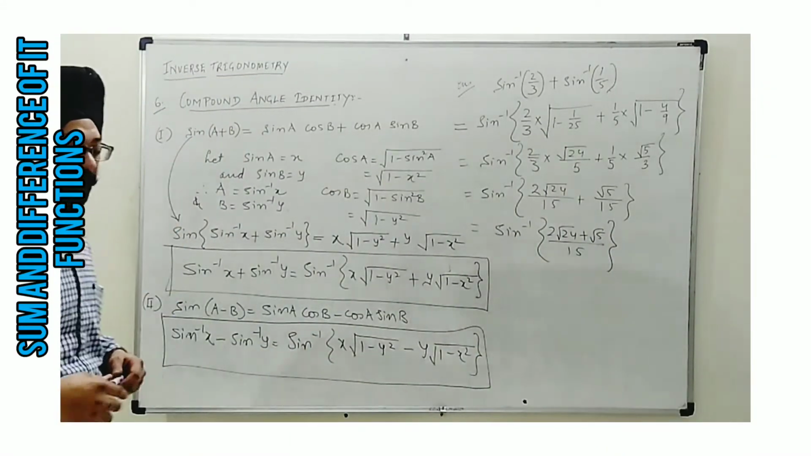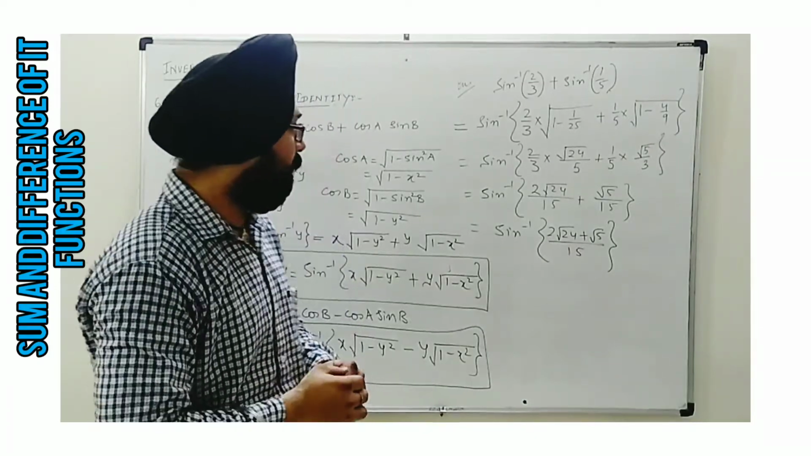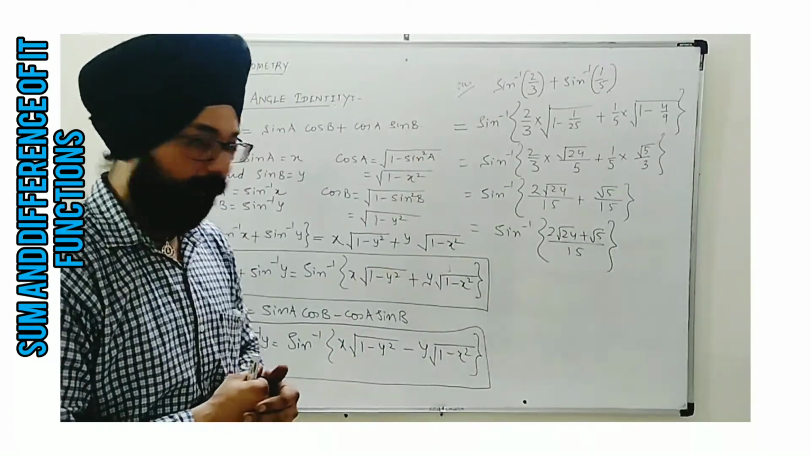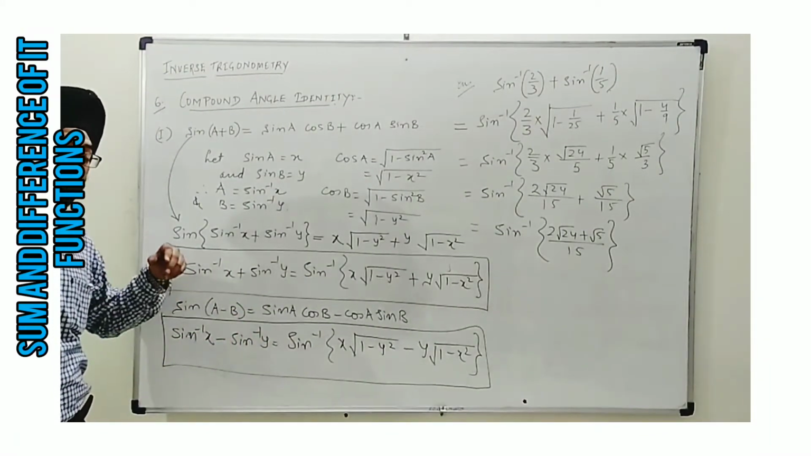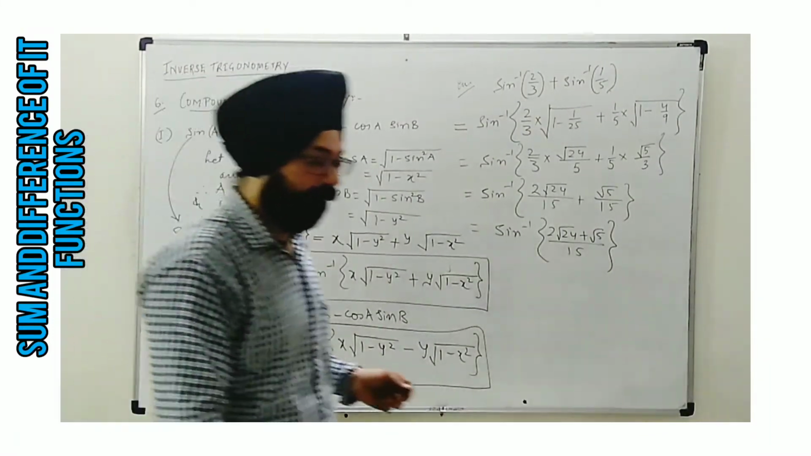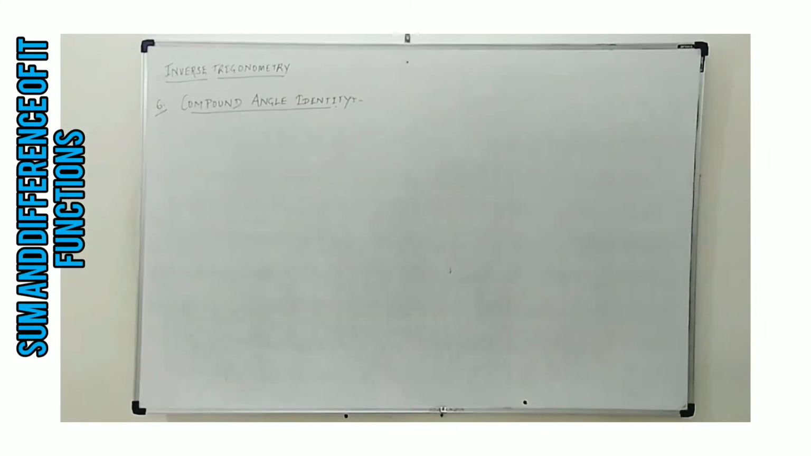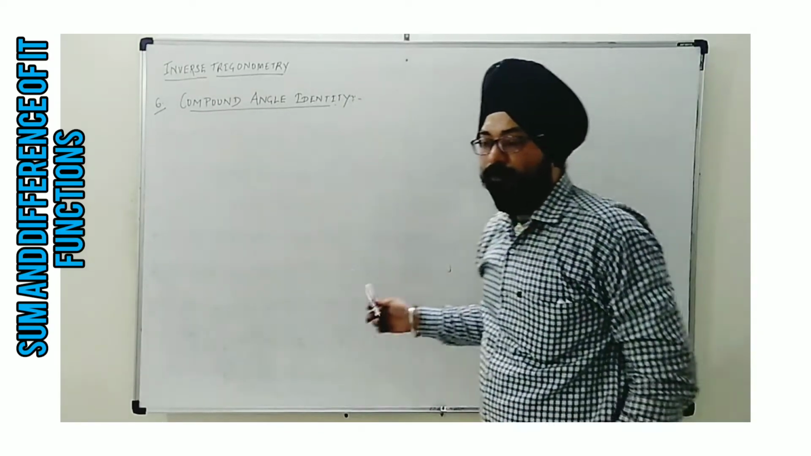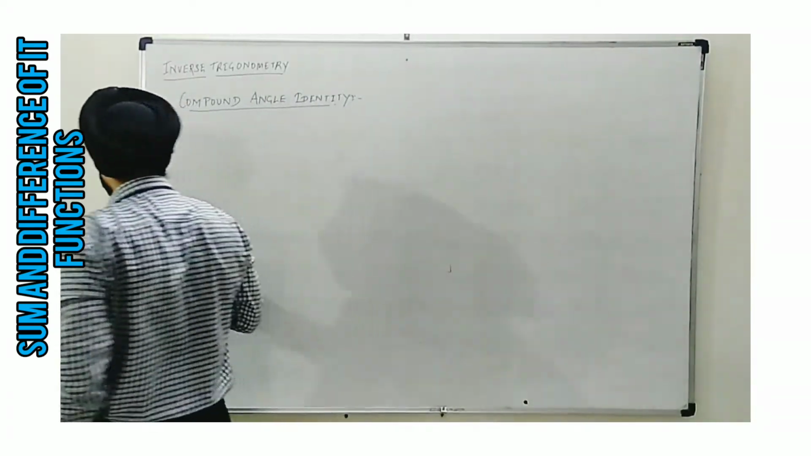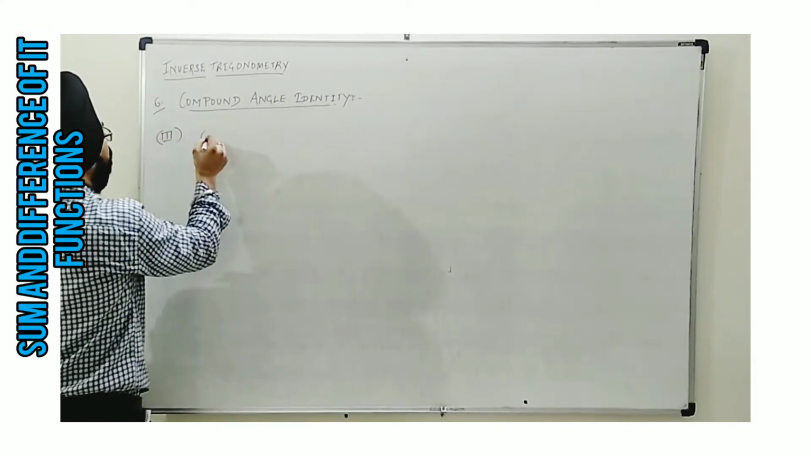This can be given as to evaluate or to add or to simplify, but in all cases we need to apply the identity. So these were two identities of this batch. Now we are going to see the identities based on cos. This is the third in the batch.